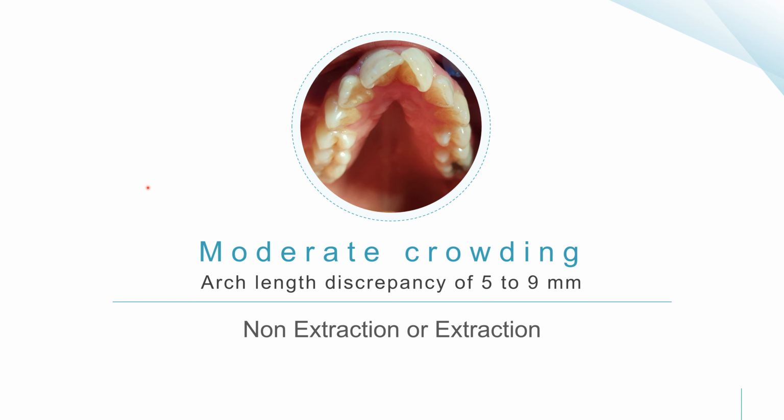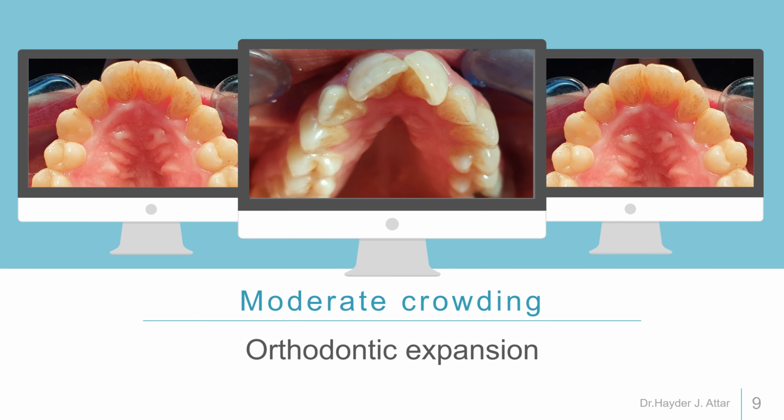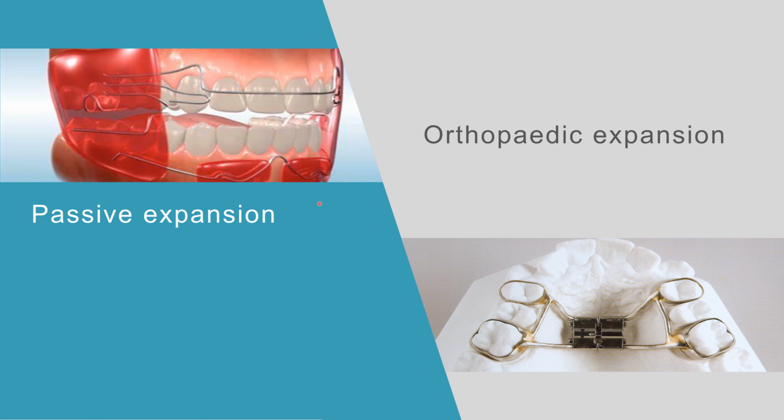In moderate crowding, we can use, as in this case, expansion of the whole arch. Orthodontic expansion, as in this case, this is a constricted maxilla with crowding of the anterior teeth. The expansion is very preferable, and here the expansion results in the correction of the crowded teeth. The expansion of the arch is either passive expansion or orthopedic expansion.